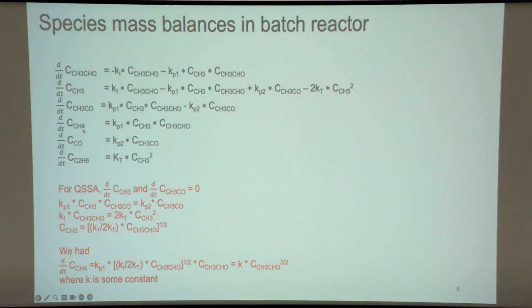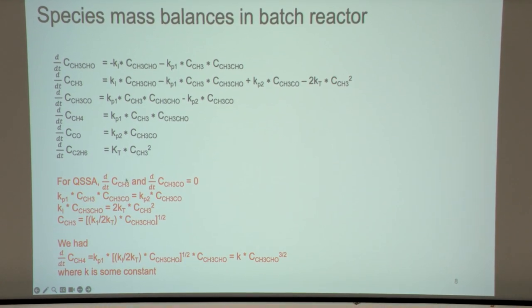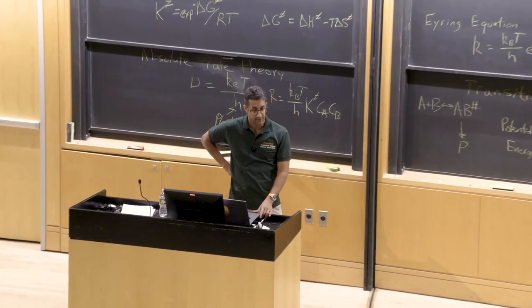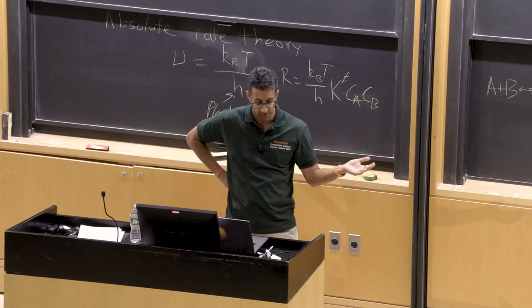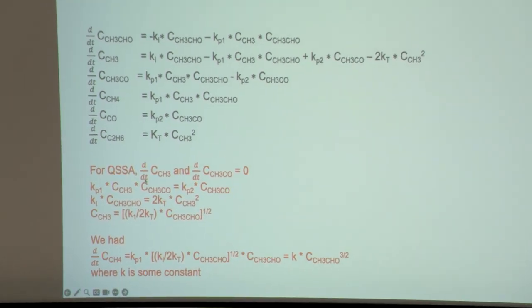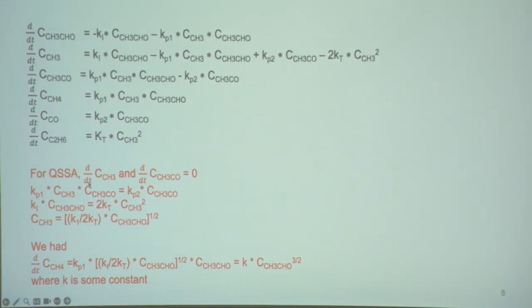And then you have the rate of change of methane, the rate of change of carbon monoxide, which is only produced in the final Kp2 propagation step, and the rate of change of ethane, the termination step rate times the concentration of CH3 squared, methyl radical squared. And then they make the assumption that, again, as we saw last time, radicals are very short-lived species. So in this mechanism, you have stable species and you have radicals. And the radicals are very short-lived because as soon as they're formed, they're consumed. So they make that simple quasi-steady state approximation, which says that the rate of change of radical species as a function of time is zero.